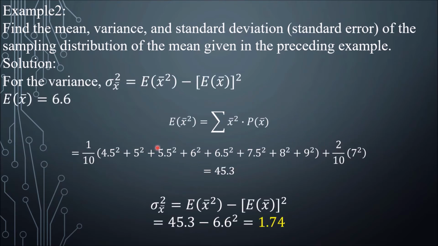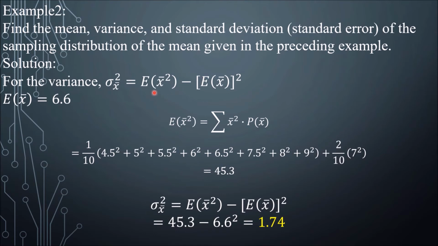Now, for the variance, we have this formula. Variance is equal to this minus this one. We know that the mean is 6.6 already, so we set aside the mean. And then we have this mean squared, so we square every mean. And then the probability is still the same, 1 over 10, and for 7 it is 2 over 10. Take note that 7 will become 7 squared. Now, simplifying that, we have 45.3.